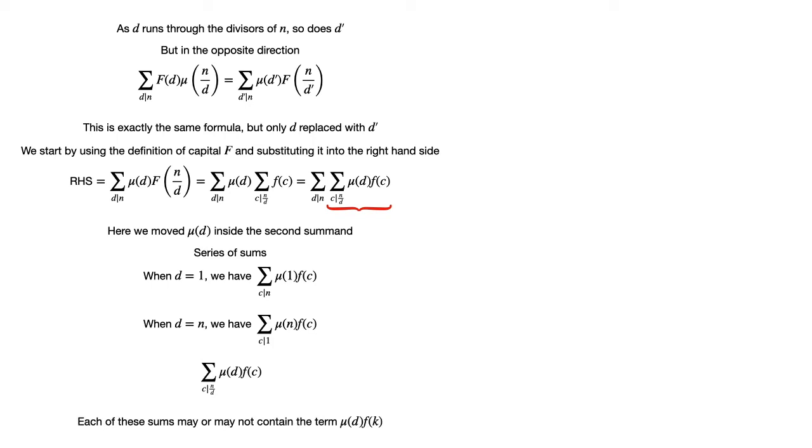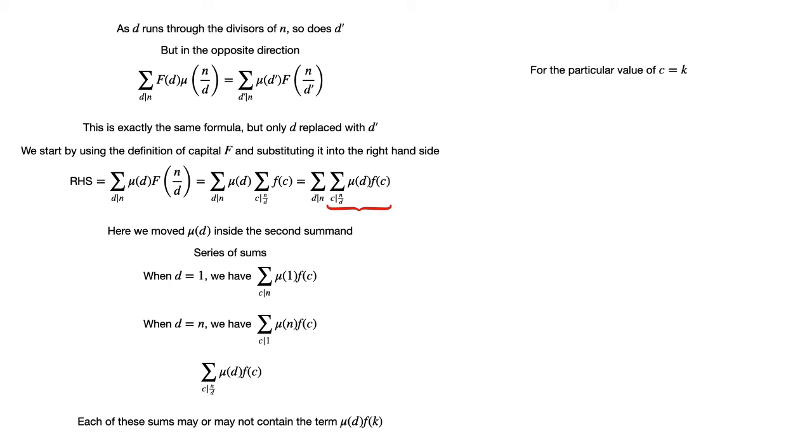This can be thought of as a series of sums. When d equals 1, we have the sum as c divides n of mu of 1 into f of c. When d equals n, we have the sum as c divides 1 of mu of n into f of c. In general, we have the sum as c divides n upon d of mu of d into f of c. Now each of these sums may or may not contain the term mu of d into f of k for the particular value of c equals k.